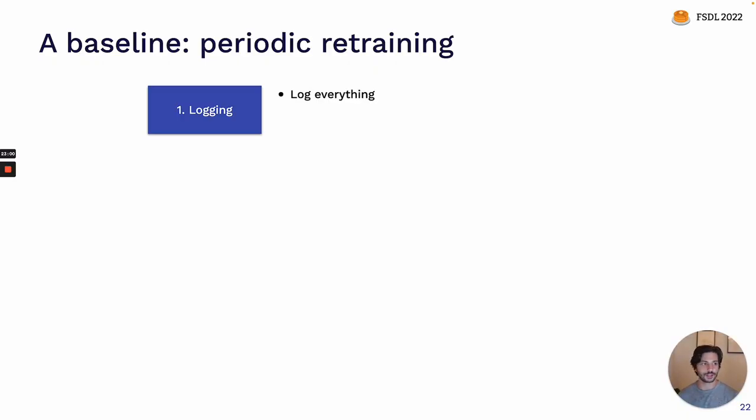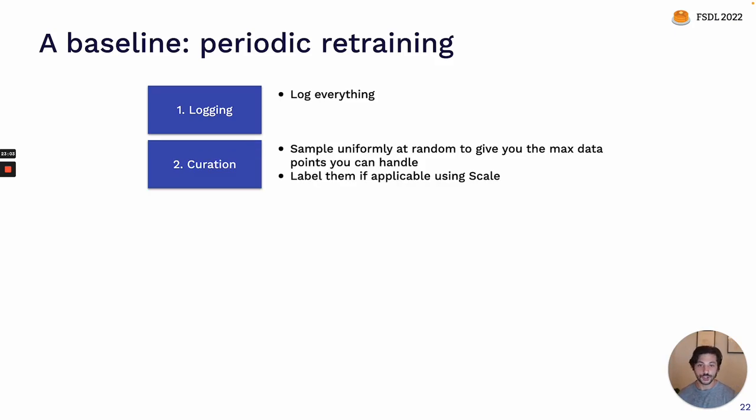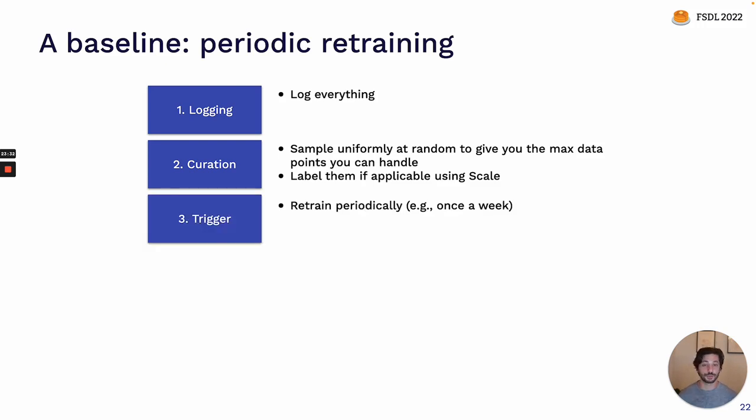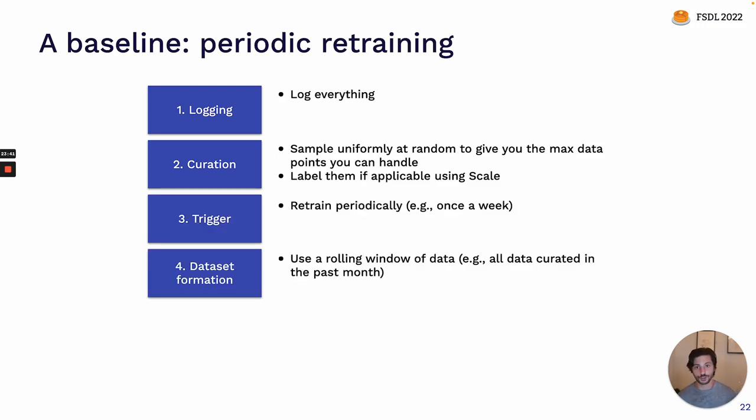At the logging stage, we'll simply log everything. At curation, we'll sample uniformly at random from the data that we've logged until we get the max number of data points that we're able to handle, label, or train on. And then we'll label them using some automated tool. Our retraining trigger will just be periodic. So we'll train once a week, but we'll do it on the last month's data, for example.